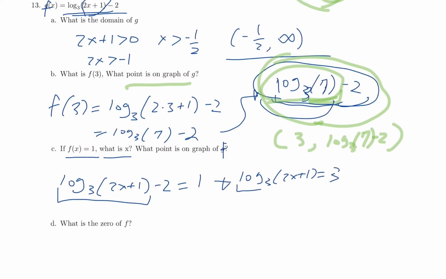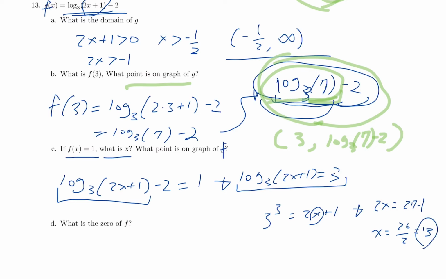Now we are ready to rewrite in exponential form. So we have 3 to the third power gives us 2x plus 1. Now solve for x. Then 2x equals 3 to the third power, which is 27, minus 1. So x equals 26 over 2, which is 13. So when x is 13, y is 1. That means we have a coordinate point of 13, 1. That's what I mean by what is the point on the graph.